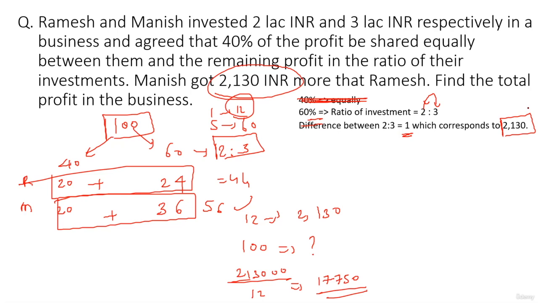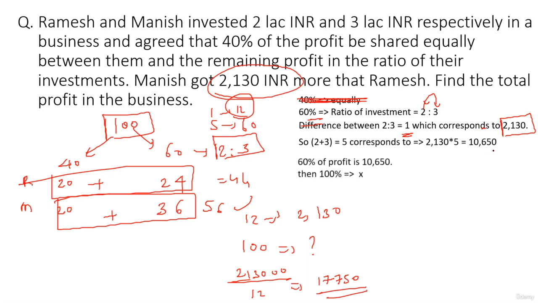Once you understand this, the question is really a cakewalk, guys. So 2:3, the difference is 1 unit, that corresponds to 2130. So what is 2 plus 3? 5. The total 60% share corresponds to 5 times 2130, which is 10,650. So now we can say that 60% of the profit is 10,650. 100% is what? You cross multiply, you get the same answer, 17,750.